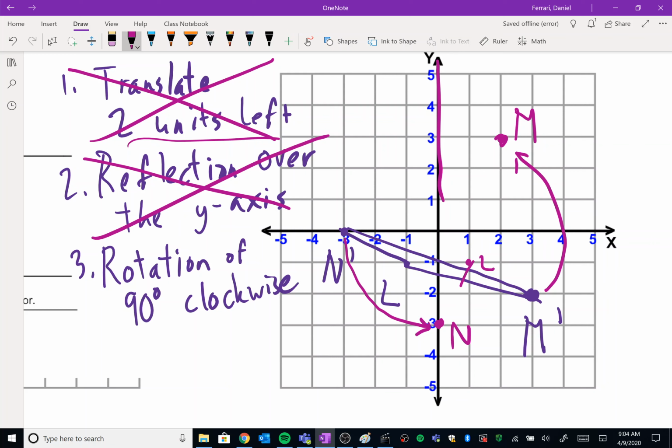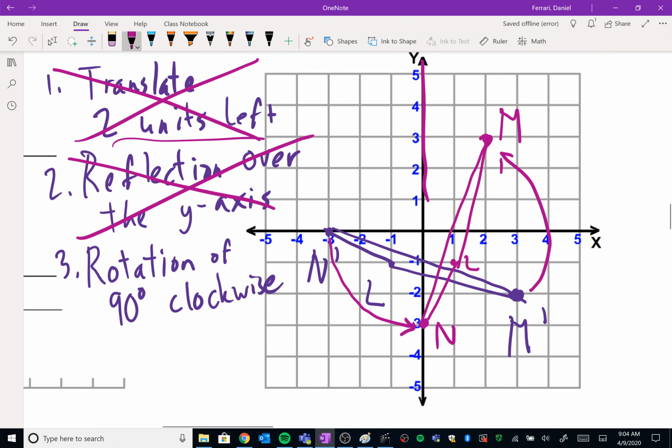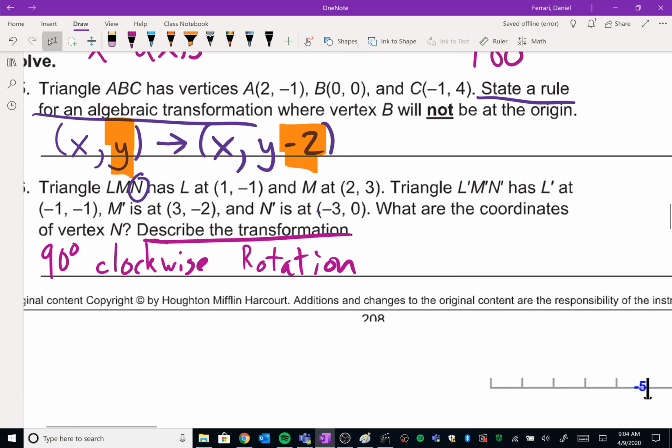And again, if I connect these, it might be a little bit easier to see how those 2 shapes turn into each other. The purple shape, if you turn it 90 degrees counterclockwise, against what the original transformation would have been, you'll get back to what you started with in L, M, and N. So let's look at the coordinates now. This is going to be an x coordinate of 0 and a y coordinate of -3. So N is 0, -3.